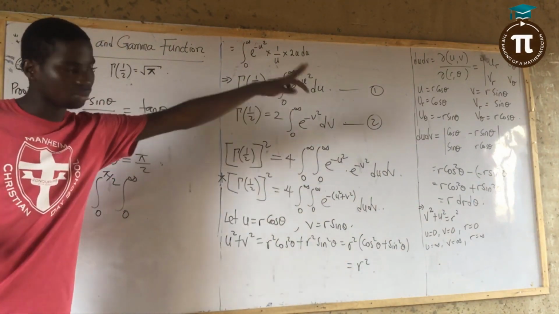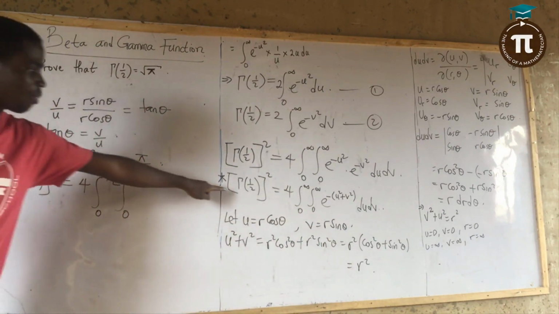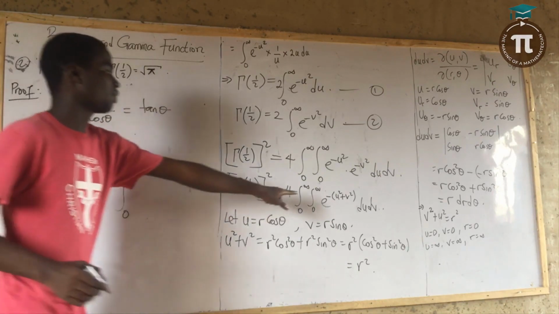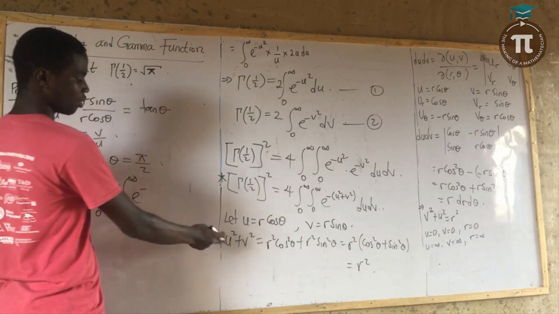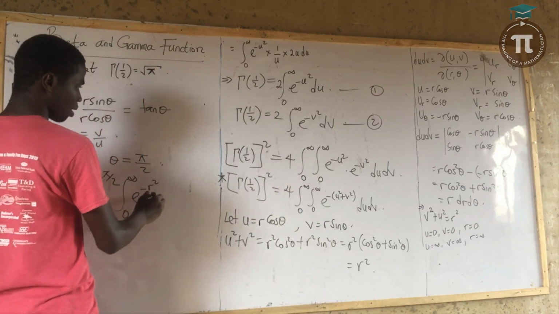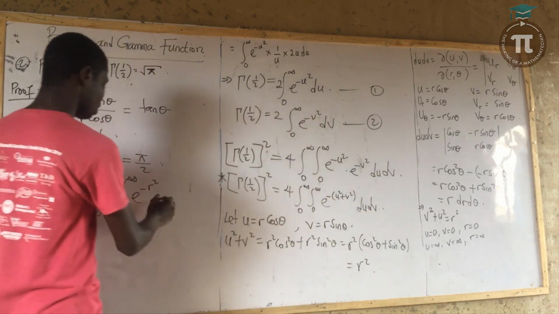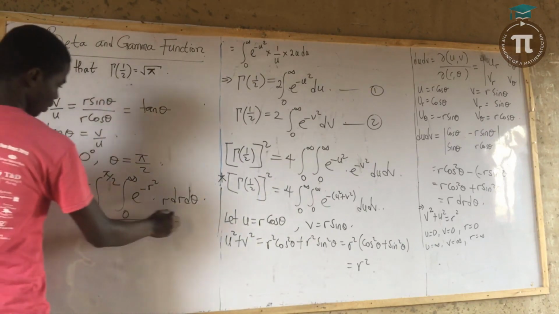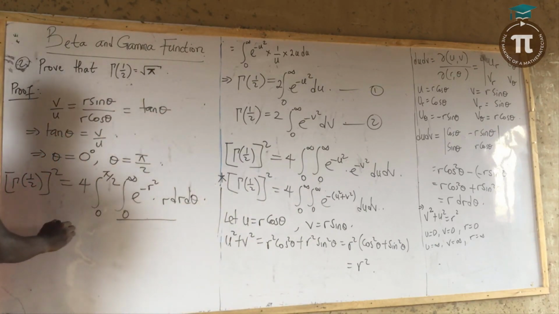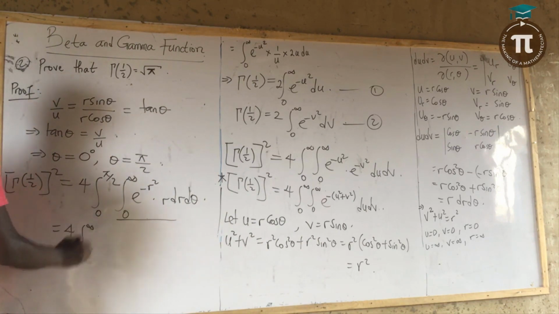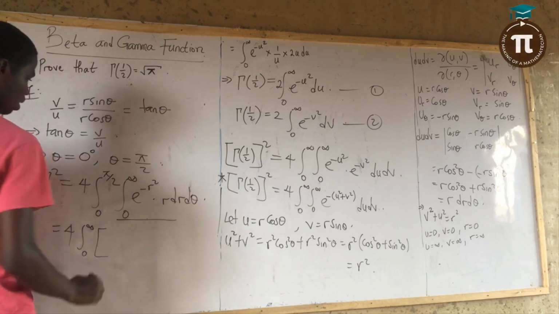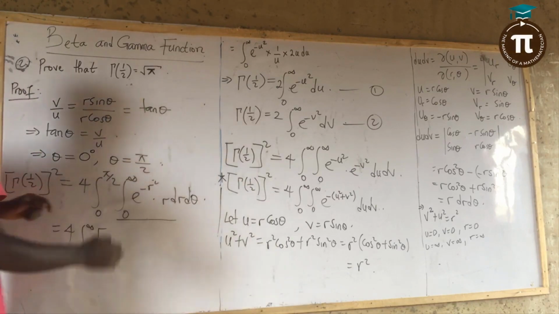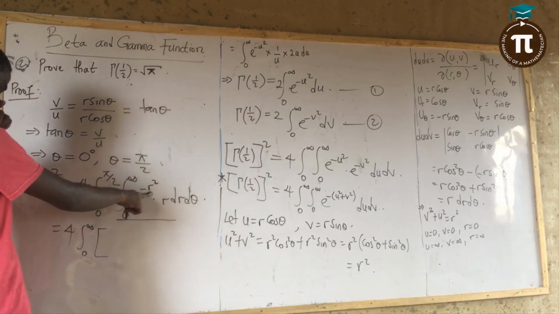So this is where I'm coming from. The substitution I've made, I have gone back to the question. I have here 4 integral from 0 to pi over 2, integral from 0 to infinity of e raised to power minus u squared plus v squared, which is r squared, times r dr d theta. So we integrate this with respect to r, e raised to power minus r squared times r dr.